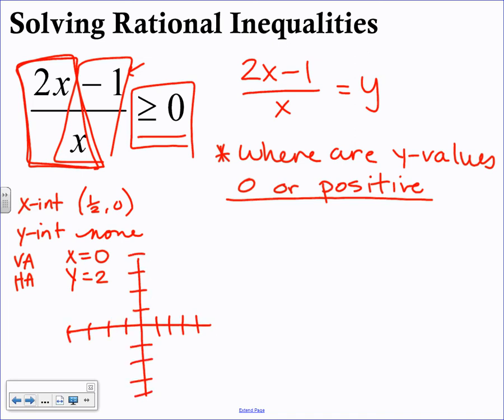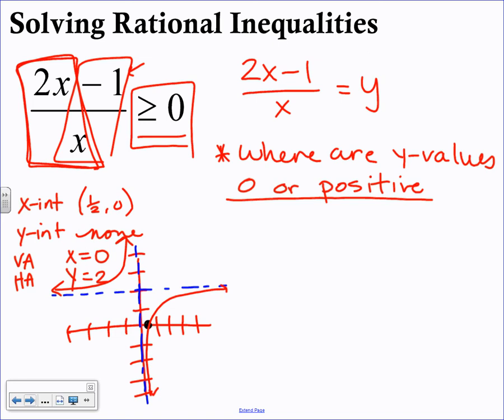And so when I do this, the x-intercept at 1/2 looks like that. I have a vertical asymptote at 0. I have a horizontal asymptote at 2. Well, I had poor planning here. So my graph, let's see, on the left-hand side, there's nothing underneath. So this graph actually has to go up here. And then down below, it has to go down there.